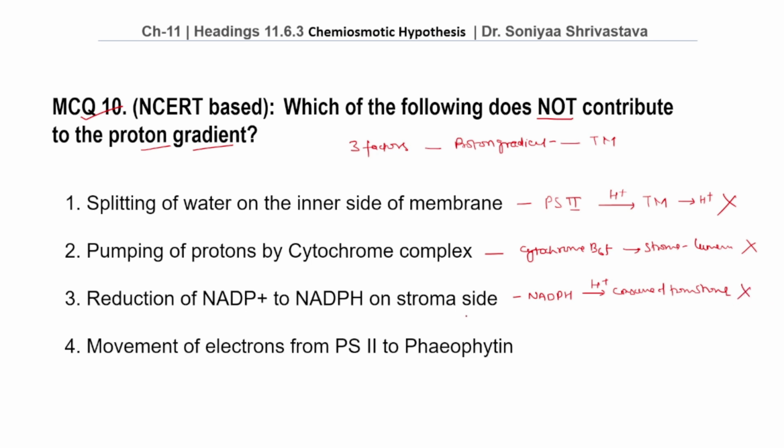Now option number 4, movement of electrons from PS2 to pheophytin. Pheophytin is the primary electron acceptor. Electrons are simply transferred from PS2 to the primary electron acceptor, that is pheophytin. No protons are pumped or accumulated during this step. So it does not directly contribute to the proton gradient. So this is our correct option.